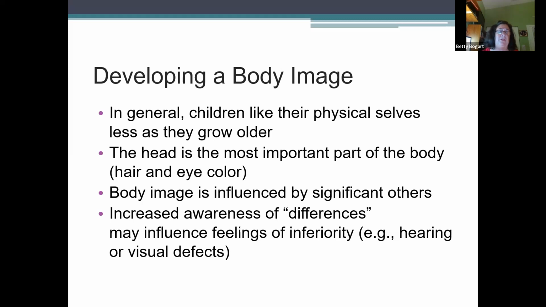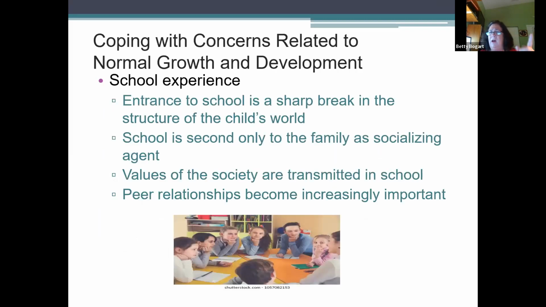Their body image is not as strict as the adolescents' now, but they're starting to learn it, the differences in them. They're starting to notice things: the hair, the eyes, skinny, short, fat. They are starting to see things like, oh, you have glasses on, you have a hearing aid, oh, you got braces. They're starting to see that bodies are all different. They're starting to be aware of other things beyond themselves.